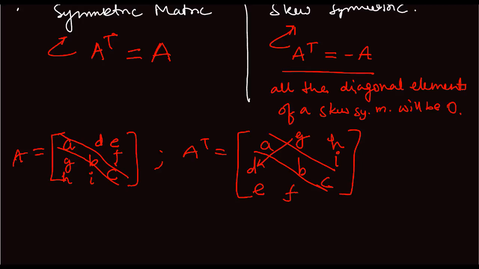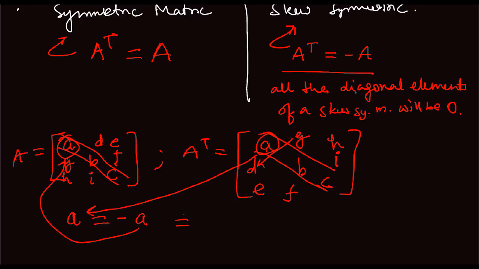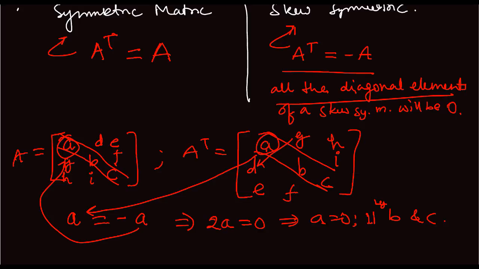Now, when A transpose is equal to minus A, this means the A in this position is equal to minus of A, because A transpose has this A equal to minus of A. This implies 2A is equal to 0. This implies A is equal to 0. Similarly for B and C. So all the diagonal elements of a skew symmetric matrix are 0.